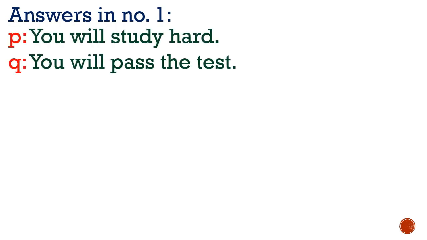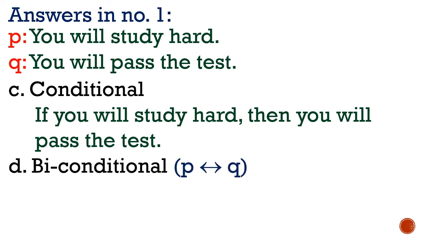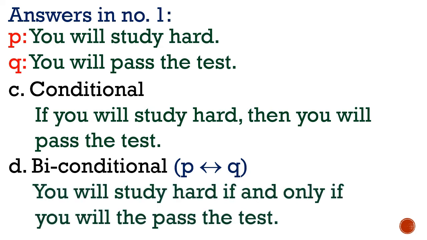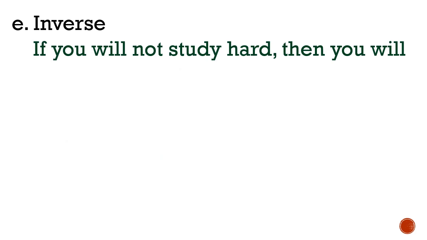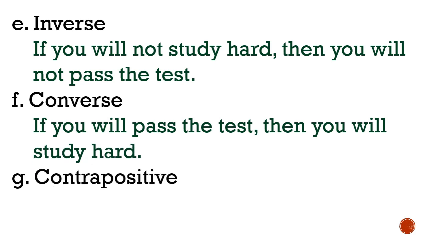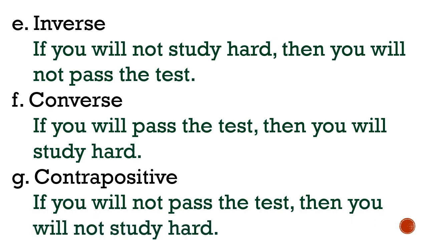For letter C, conditional, if P then Q, if you will study hard, then you will pass the test. Very good. For letter D, biconditional, P if and only if Q, you will study hard if and only if you will pass the test. Okay, very good. Next, for inverse, if you will not study hard, then you will not pass the test. Correct. Converse, if you will pass the test, then you will study hard. For contrapositive, if you will not pass the test, then you will not study hard.